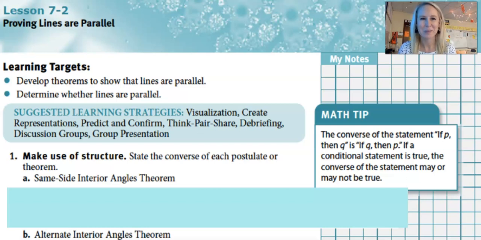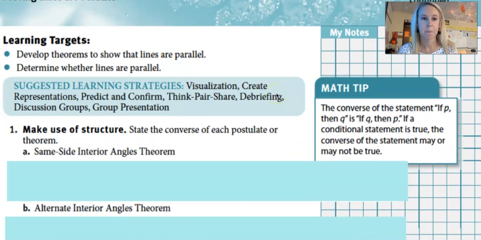Hey guys, and welcome to 7.2's lesson on proving lines are parallel. We have two learning targets. One of them is to develop theorems to show that lines are parallel, and the second one is to determine whether lines are parallel or not. We did a little bit of this in our last activity, determining whether congruent symbols or numbers meant the lines were parallel, but we're going to look at some proofs today.